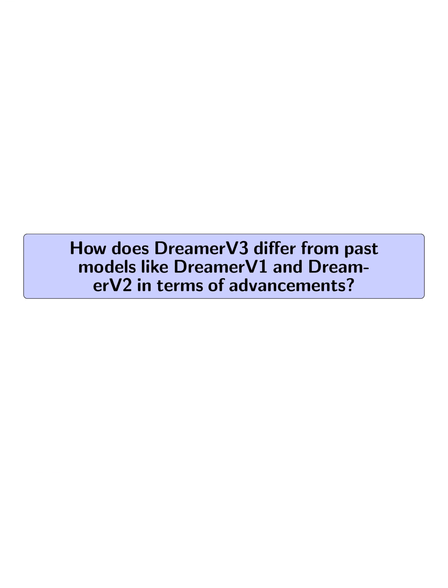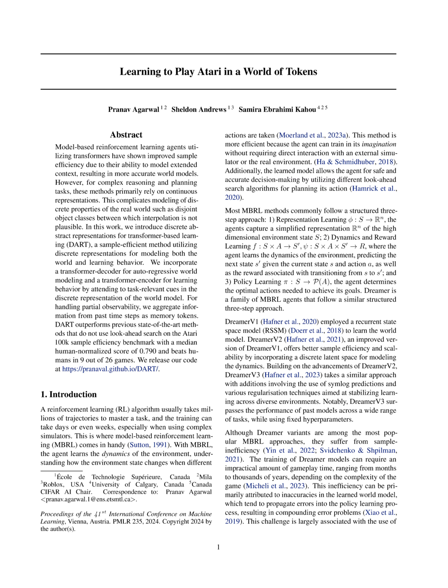How does Dreamer v3 differ from past models like Dreamer v1 and Dreamer v2 in terms of advancements? Dreamer v3 differs from past models like Dreamer v1 and Dreamer v2 in terms of advancements by incorporating SimLog predictions and various regularization techniques aimed at stabilizing learning across diverse environments. Additionally, Dreamer v3 surpasses the performance of past models across a wide range of tasks while using fixed hyperparameters. Dreamer v3 also addresses the issue of sample inefficiency that plagues Dreamer models by improving training efficiency.